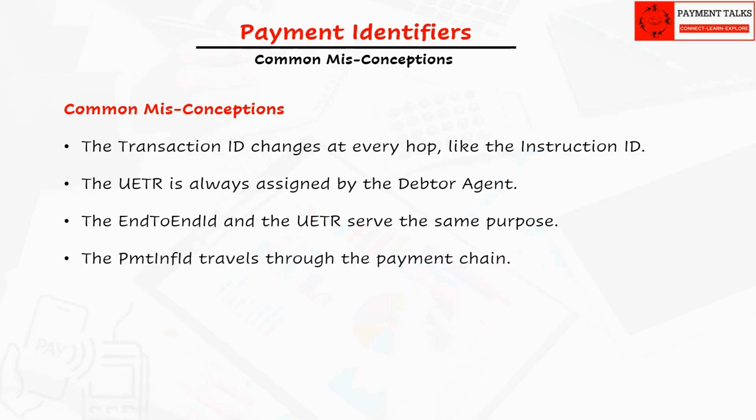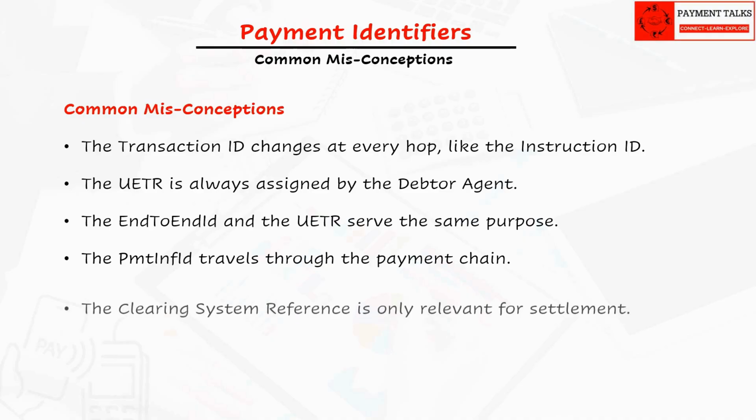Next, the payment information ID travels throughout the payment chain. It does not. The payment information ID is scoped to the PAIN.001 file and the relationship between the corporate and the debtor bank. It has no existence beyond the debtor agent.